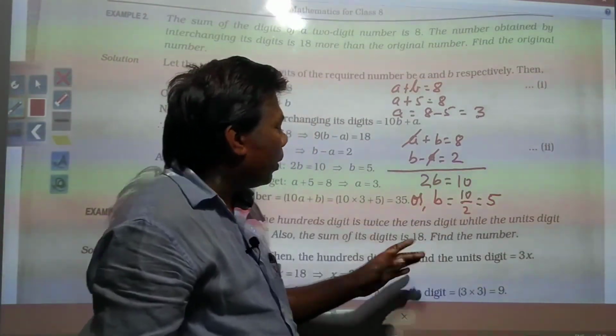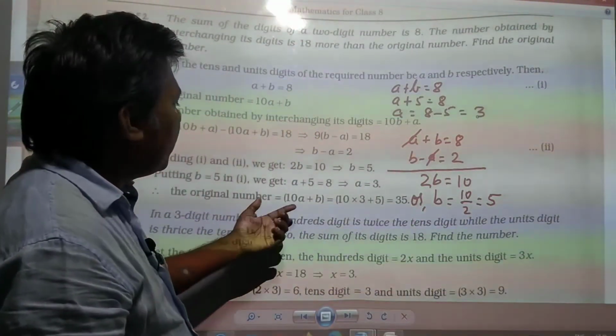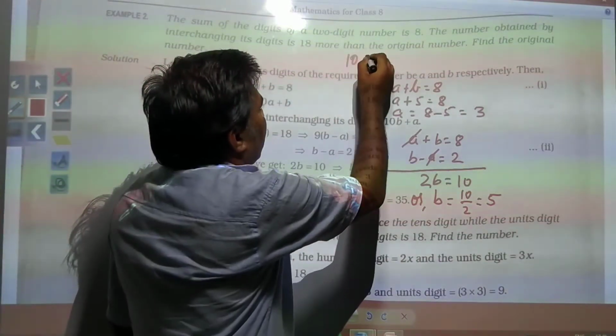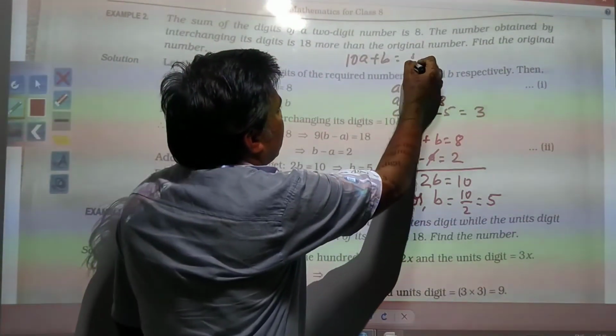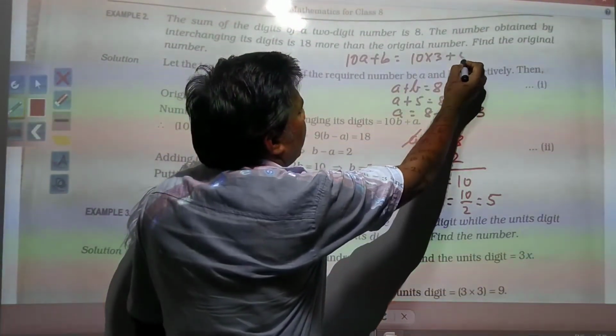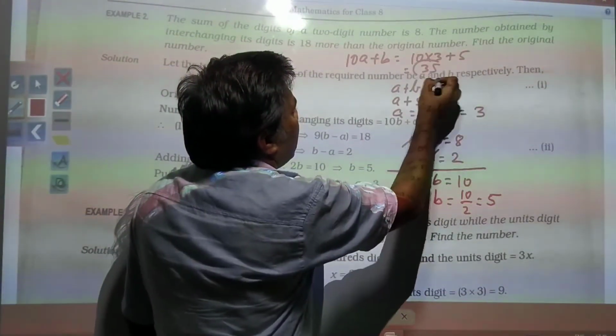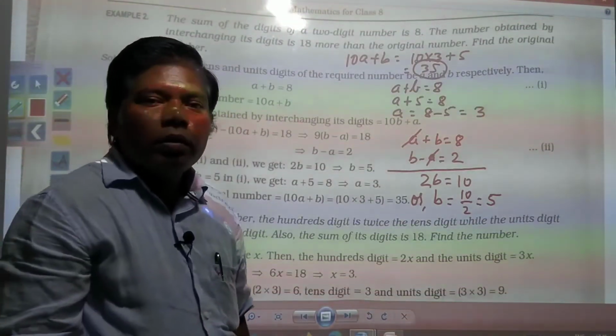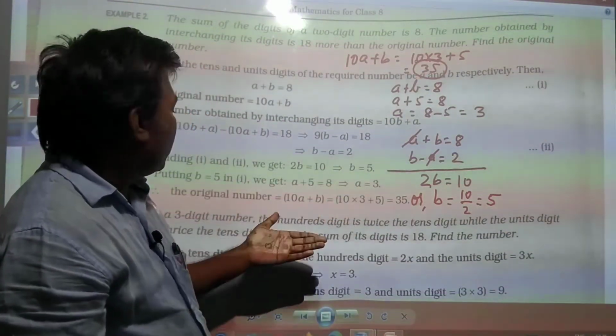Then what will be your number? Your original number is 10a plus b. It means 10 into a, a means 3, plus b, b means 5, and you will get your answer 35. So in this way this is required to be done.